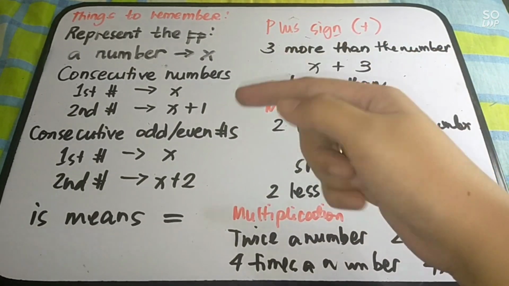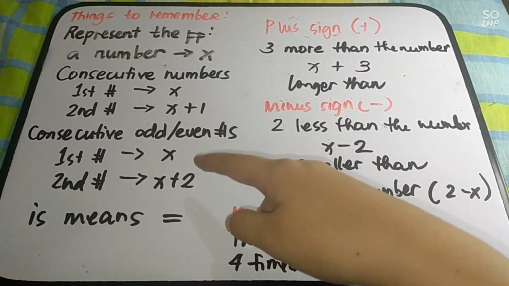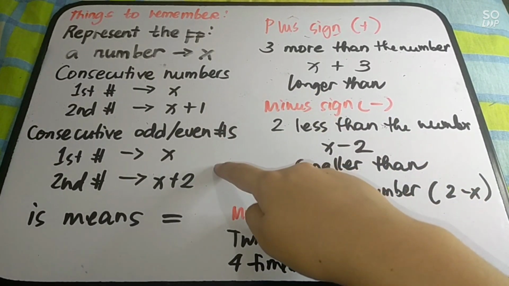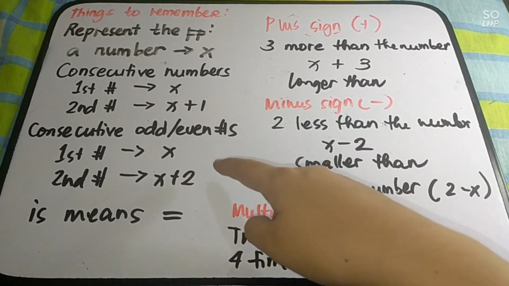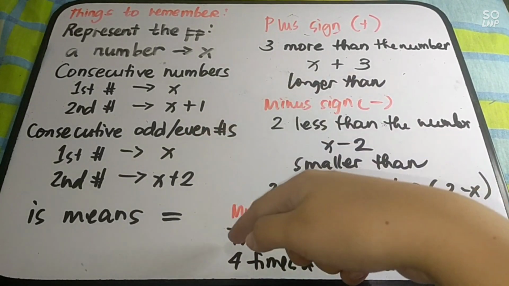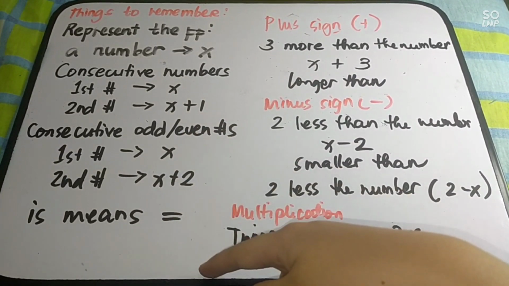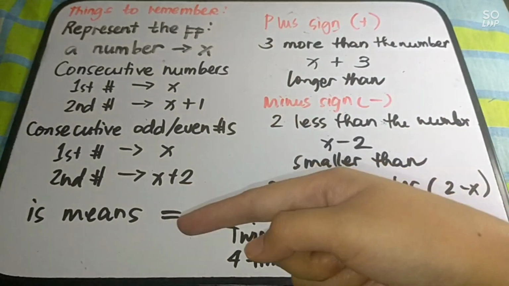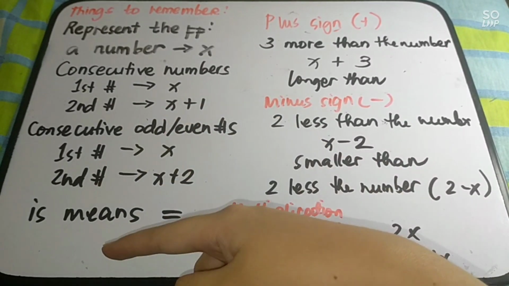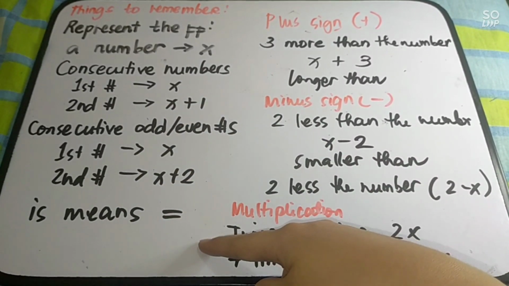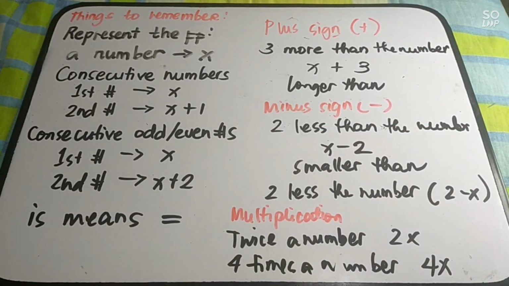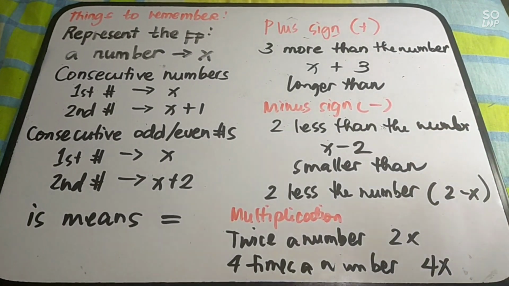Is it clear? If you have consecutive odd or even numbers, you are going to represent your first number as x, your second number as x plus 2. If there is a third number, represent it as x plus 4. Is it clear? Then, kapag ikaw ay nakarinig naman ng is, means equal sign. Alright? Next tayo.